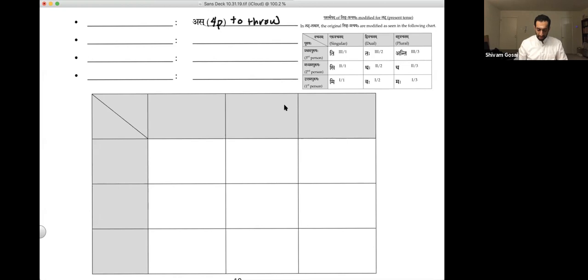Again, the 4p dhatus are on page 34. And what I'm doing right now is in your workbook. So let's open to your workbook. You can follow along. This is page 19, the bottom of page 19 of your workbook. So I'm working at the top. I'm adding the dhatu as, 4p, to throw.